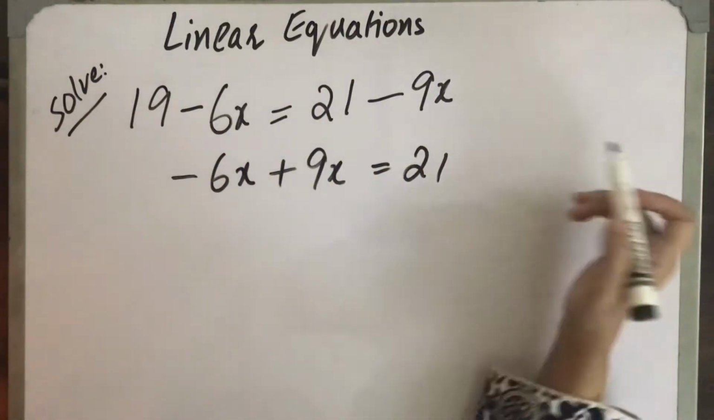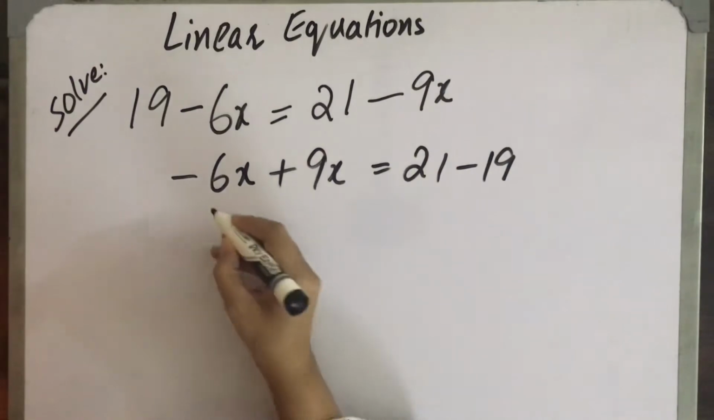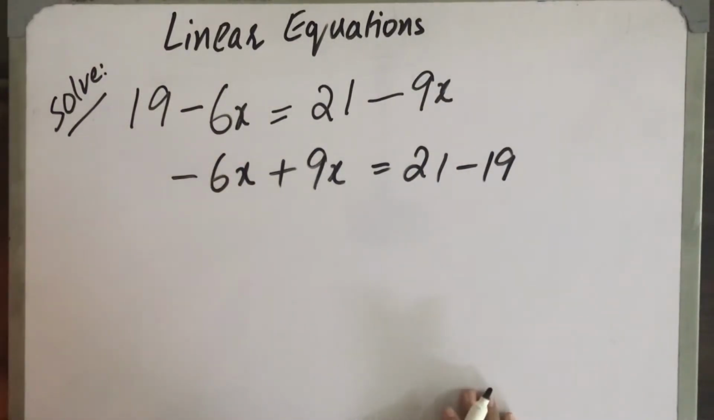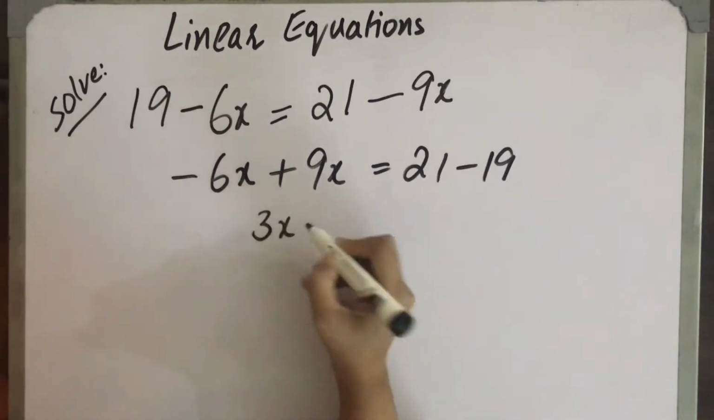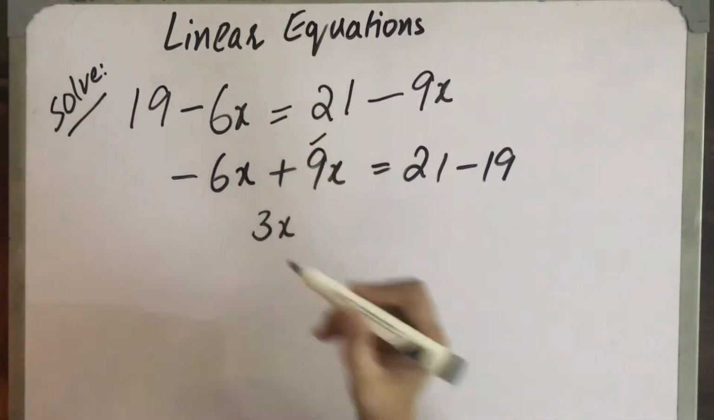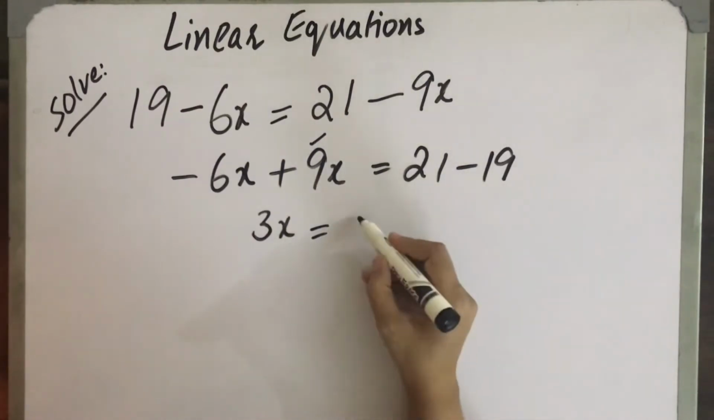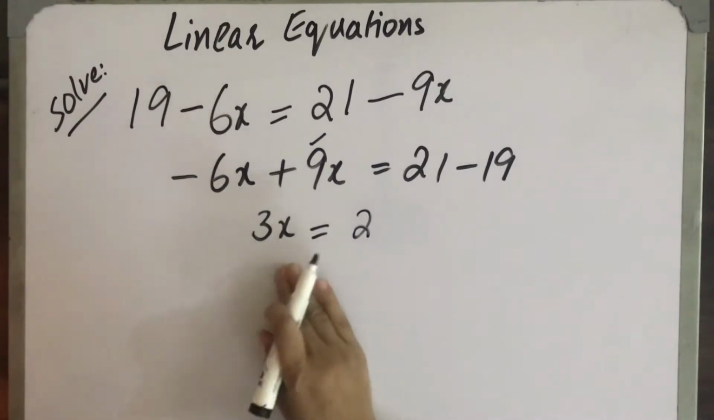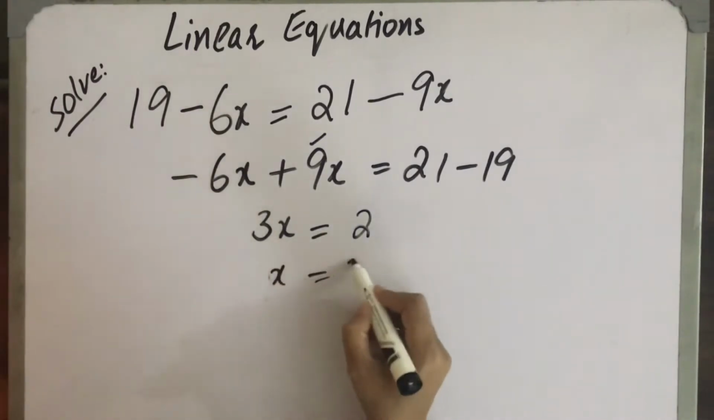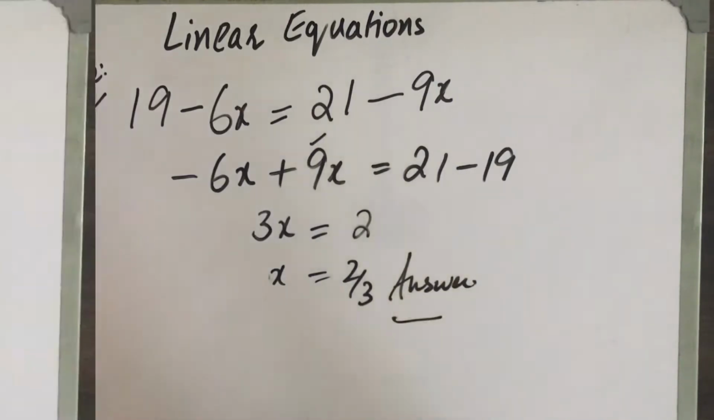When I take 19 from the left side to the right side, it will be negative. Now 6x is negative and 9x is positive. They have opposite signs, so we have to subtract, but we shall have the sign of the bigger, that is positive. And when we subtract 19 from 21, we will have 2. And our final answer will be x equals 2 over 3. 2 over 3 is a proper fraction, so we shall leave our answer here.